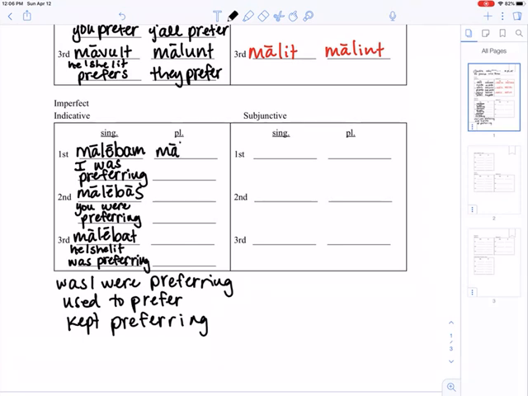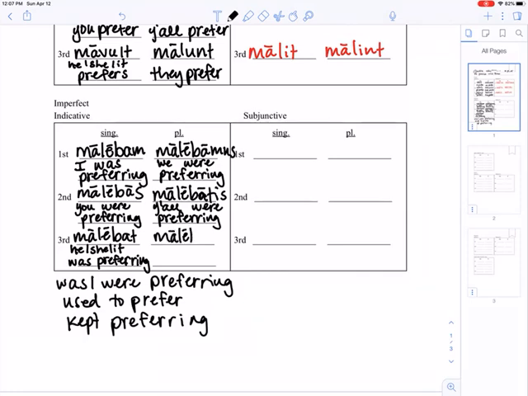We will have malebamus for first plural. Notice macrons over both A's and that E. And so we will say we were preferring. Malebatis. That's an A. There we go. Y'all were preferring. And then malebant. They were preferring.